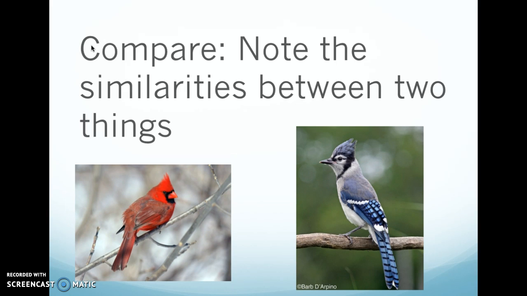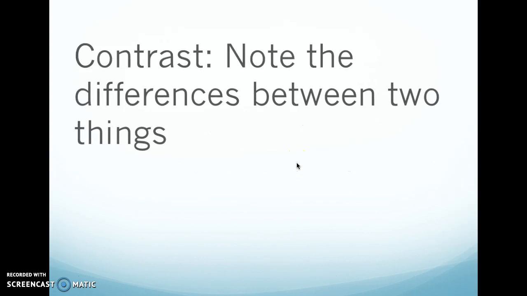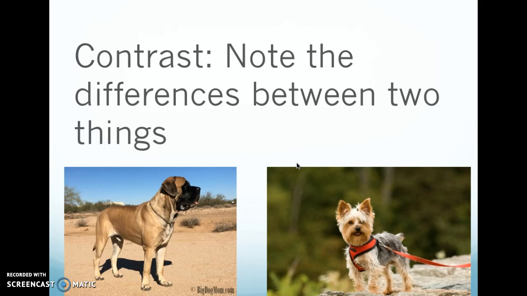If you notice, these two pictures are of two birds. To contrast something means to note the differences between two things. If you notice, this is a big dog and this is a little dog.